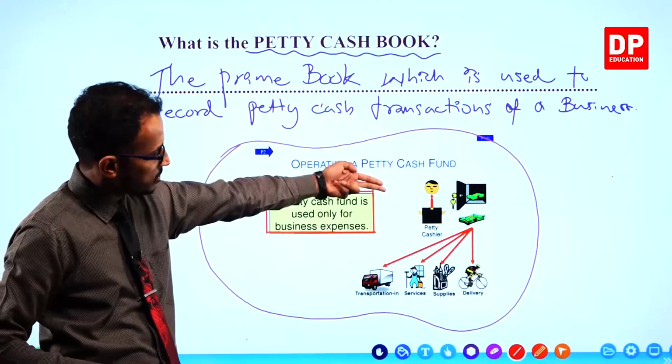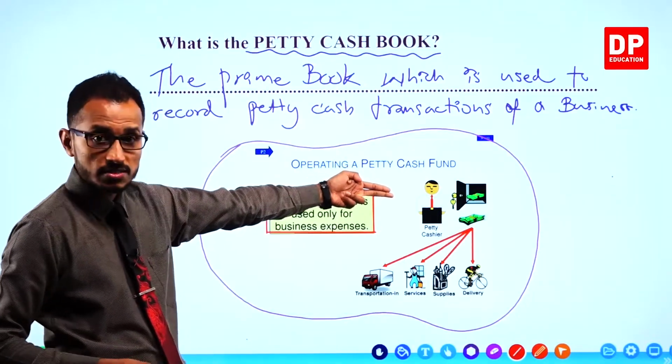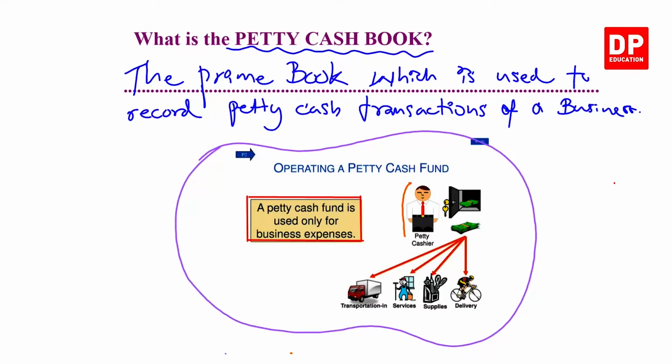This is the petty cashier, children. This guy, can you see this person? This guy is the petty cashier, and this is his petty cash fund. There you go. This is the petty cash fund.